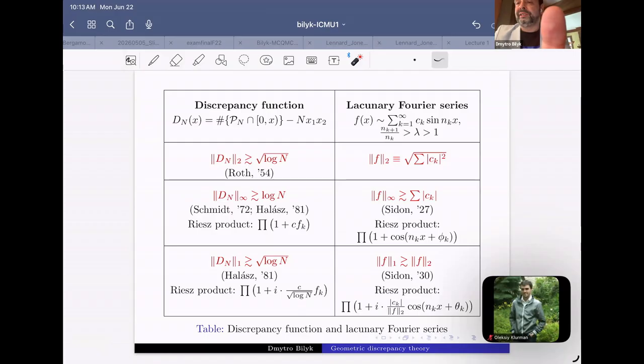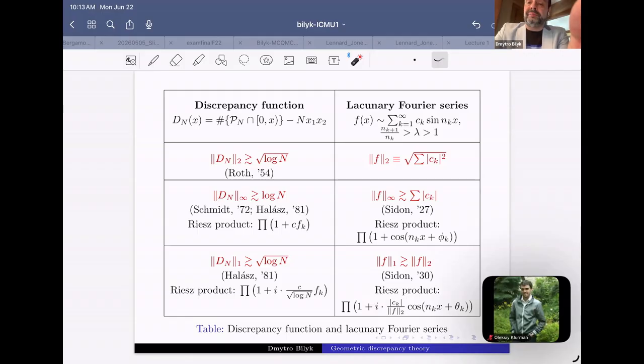There is a second theorem of Sidon, which says that the L1 norm is bounded below by some constant times the L2 norm for the lacunary Fourier series. Again, the opposite inequality is true for all functions. But basically this tells you that for lacunary Fourier series, all L^p norms are comparable to each other. And this is also proved using a Riesz product of a very slightly different structure.